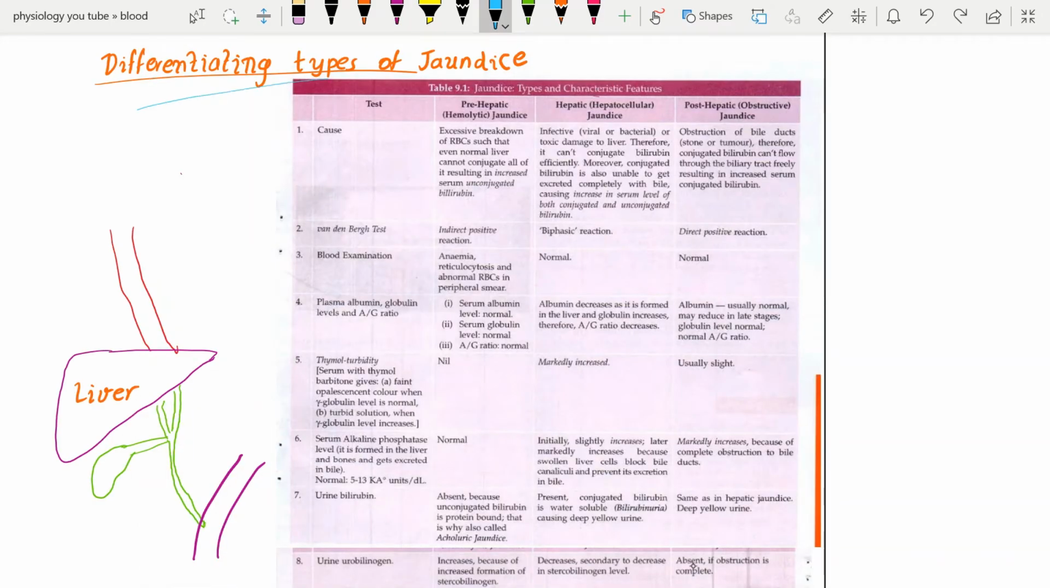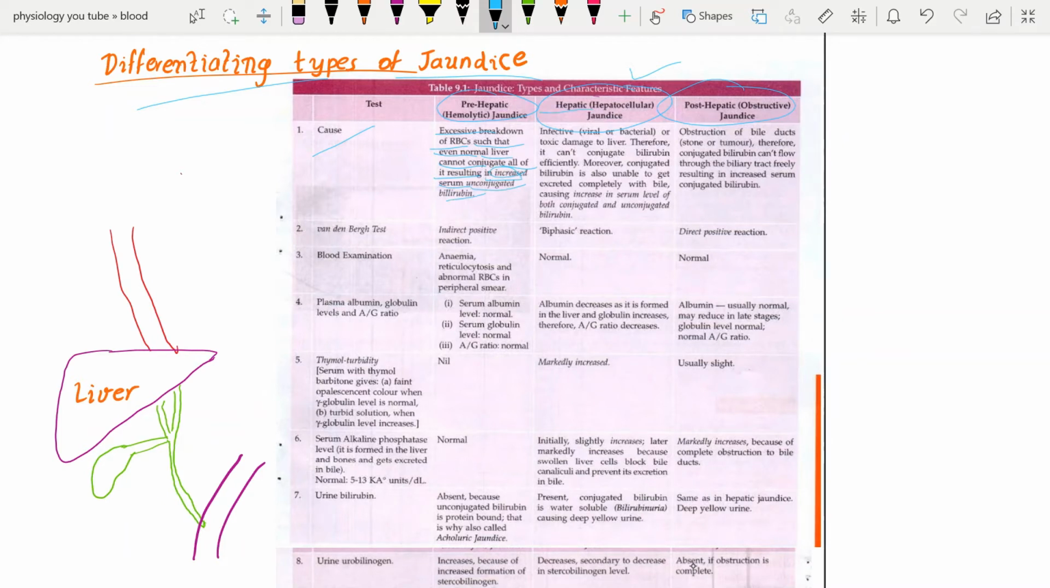Differentiating the types of jaundice is a table from Akajan. You can refer to it from there. Firstly, the prehepatic, hepatic, and post-hepatic. The cause: in prehepatic, there is excessive breakdown of RBCs such that even a normal liver cannot conjugate all of it, resulting in increased serum unconjugated bilirubin.